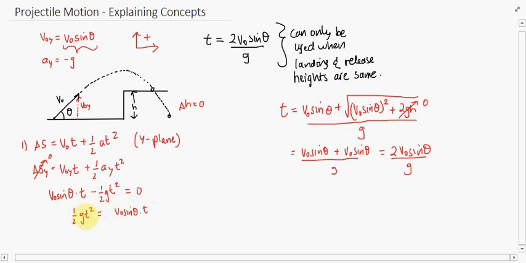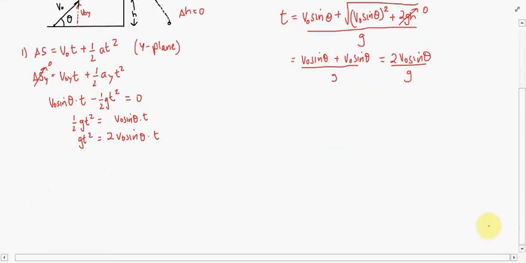I'm going to multiply both sides by 2 to get rid of this half. So gt squared is equal to 2 v naught sine theta times time. I've got a t on both sides, so I'm going to divide everything by 1 t. That's going to get rid of this t over here, and it's also going to decrease this exponent by 1. So then I'm sitting with gt is equal to 2 v naught sine theta, right?